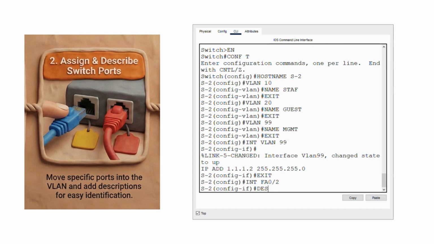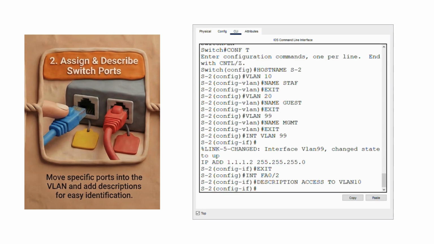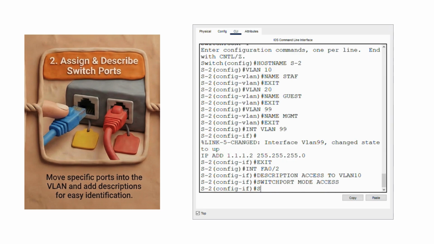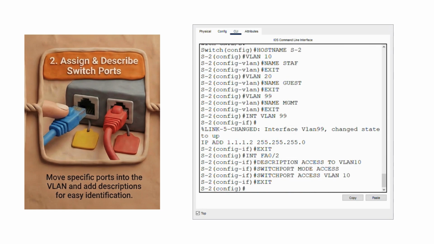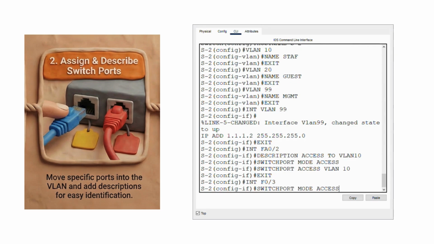Now we are in step 2. We will assign dedicated ports for each VLAN. Based on our topology, assign port FA0/2 as mode access for VLAN 10. Then assign FA0/3 as mode access for VLAN 20. This step must be applied on both switch 1 and switch 2.